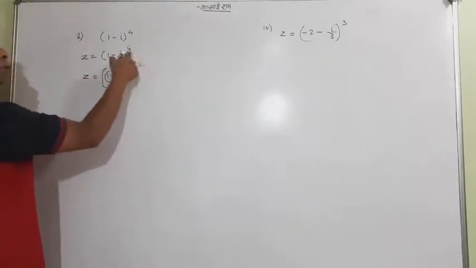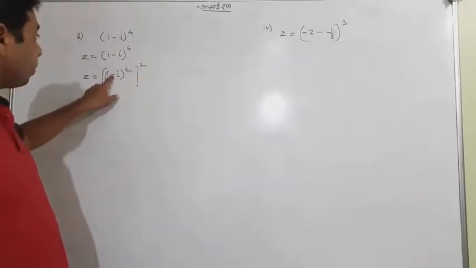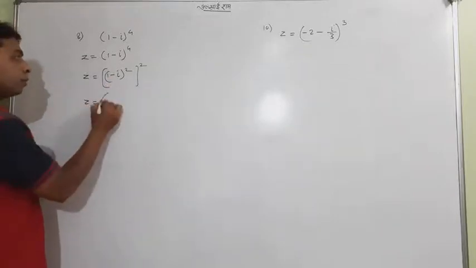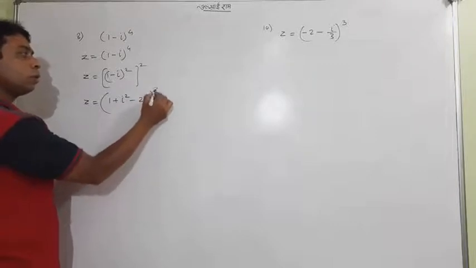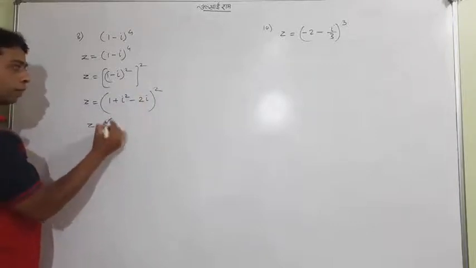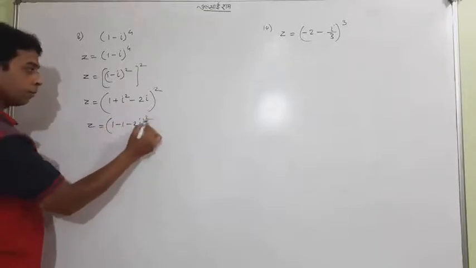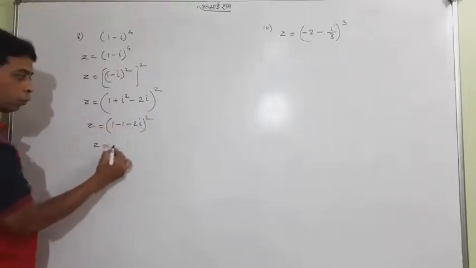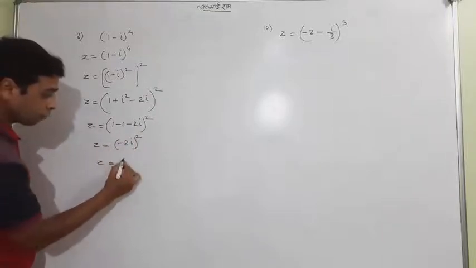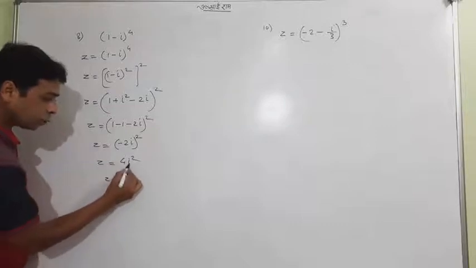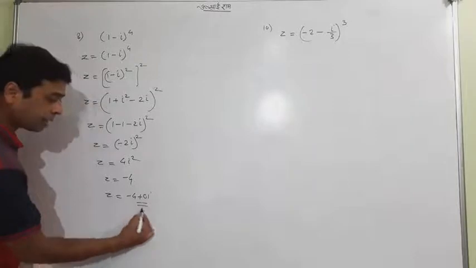Write first that 4 is 2 and then power 2. And then open by a minus b whole square. So open it: a square plus b square minus 2ab, whole square. This is 1. So i square meaning minus 1, minus 2i. Z equal to, this both will cancel, minus 2i whole square. And the answer is minus 2 to the power 2, which is 4, i square. And you know i square is minus 1, so minus 4. So the last answer is minus 4 plus 0i, and that's the answer.